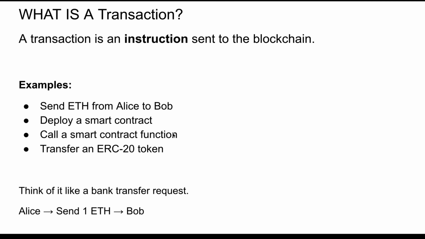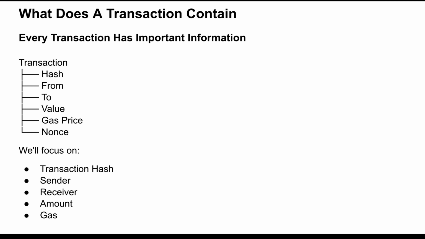All these things are instructions that are sent to the blockchain, and these instructions cannot be changed. In fact, they are not changed. It's there. So that's why they say whatever goes into the blockchain cannot be changed. In essence, you can think about it like a bank transfer request. Alice sends one ETH to Bob, and that's an instruction, and it goes to the blockchain.